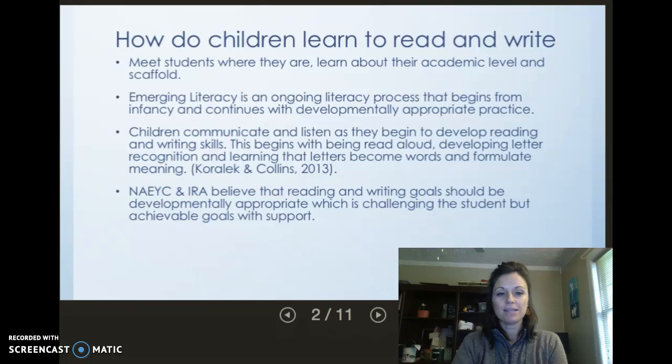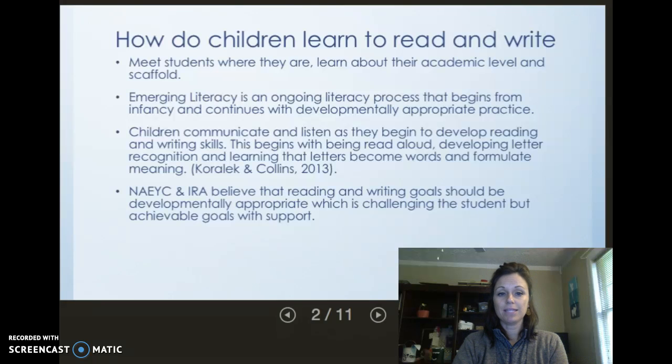Emerging literacy begins at infancy and is an ongoing process of learning to understand and to use language at birth and begins through early childhood. During this period, children learn to listen and speak to communicate. At the same time, students grow and they learn to read and write over time.